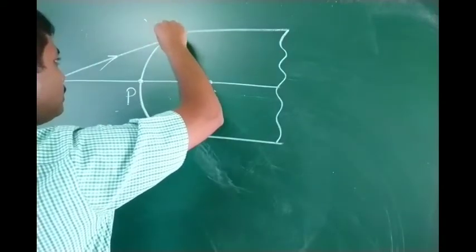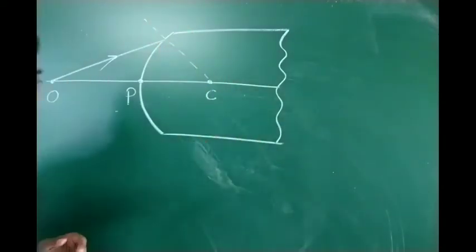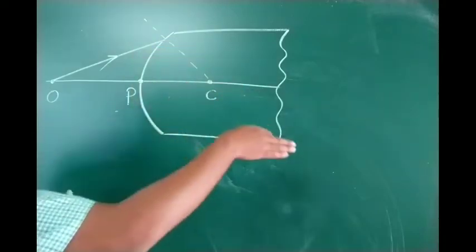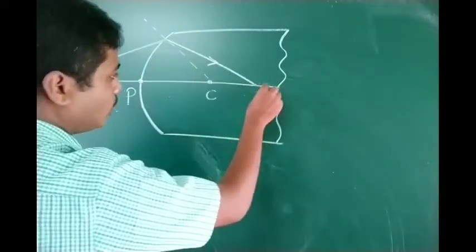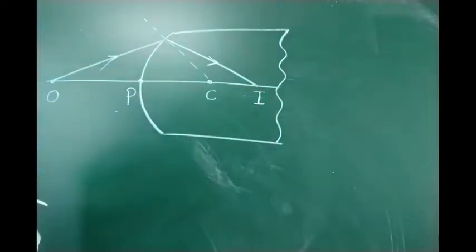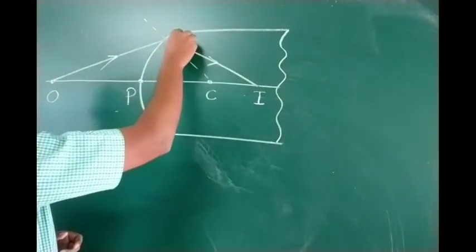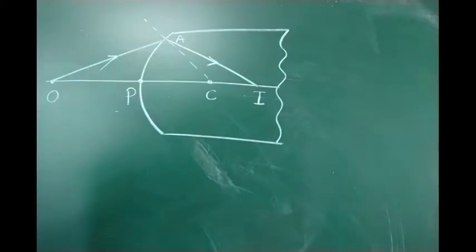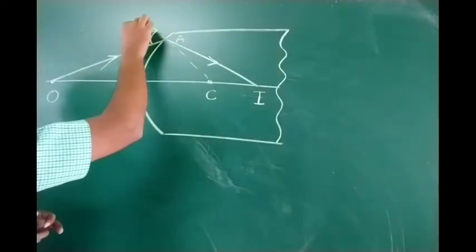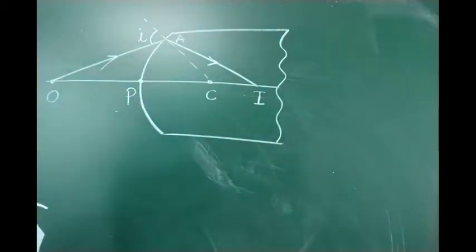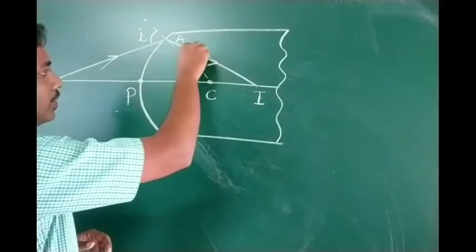Draw a normal. The light ray will be bending towards the normal. So the image formation will be at this point. Consider this point as O. Since this is a normal, this will be your angle of incidence, and this will be your angle of refraction.